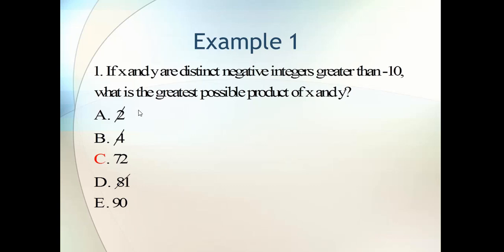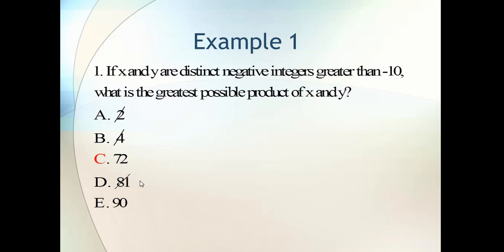So immediately we see A and B must be incorrect. Why? Because 2 and 4 obviously cannot be the greatest possible product of x and y. In fact, it's probably the smallest possible product. So we immediately eliminate A and B as possible correct answers. 2 and 4, they're gone. So the correct answer is either going to be C, D, or E. Now let's check these out quickly.